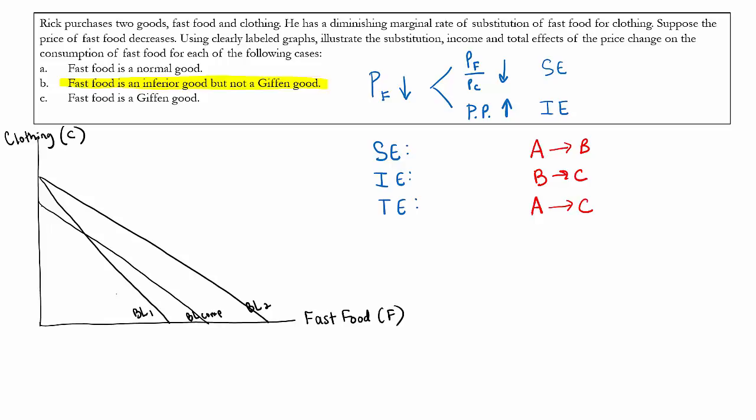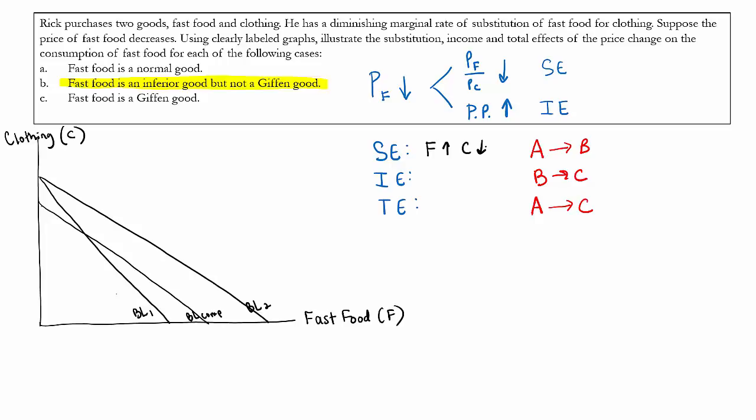Because fast food is an inferior good, clothing now must be a normal good. Both goods cannot be inferior. The budget lines will be exactly the same as the first case for the very same reasons. The chart will be different. The substitution effect is the same though. His income effect, however, is now different.